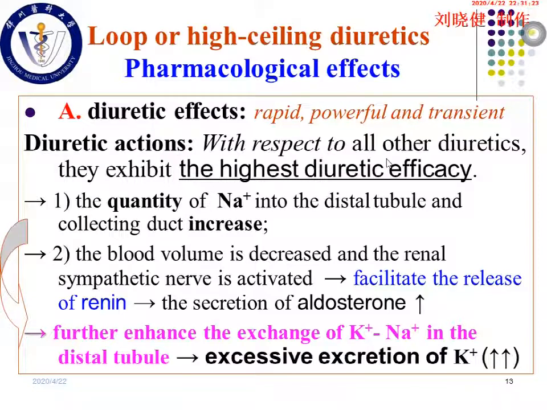Because of inhibition of the sodium-potassium-chloride cotransporter, this drug leads to two results. The quantity of sodium into the distal tubule and collecting duct increases, and the body volume is decreased, so the renal sympathetic nerve is activated. This facilitates the release of renin, and finally it promotes the secretion of aldosterone. So both results lead to further enhancement of the exchange of potassium and sodium ions in the distal tubule.